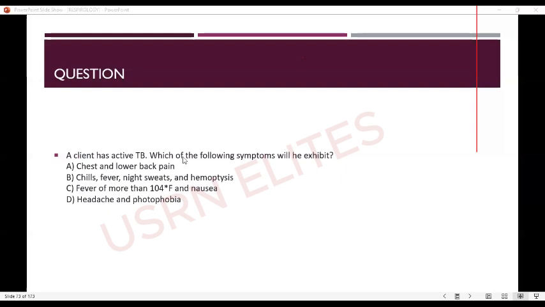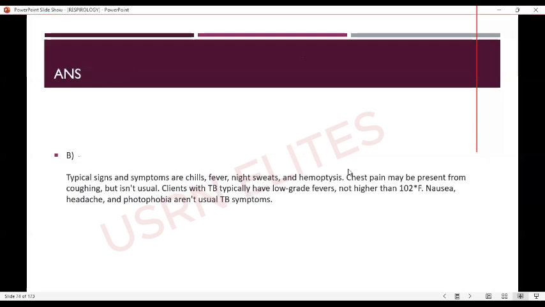So we also know that the patient will have a low grade fever, not a high fever. So 40 will be too much. So the answer is B. The typical signs and symptoms are chills, fever, night sweats, and hemoptysis. Chest pain will be present from coughing, but it isn't usual. Clients with TB typically have low grade fevers, not higher than 102. Nausea, headache, and photophobia aren't usual with TB symptoms.